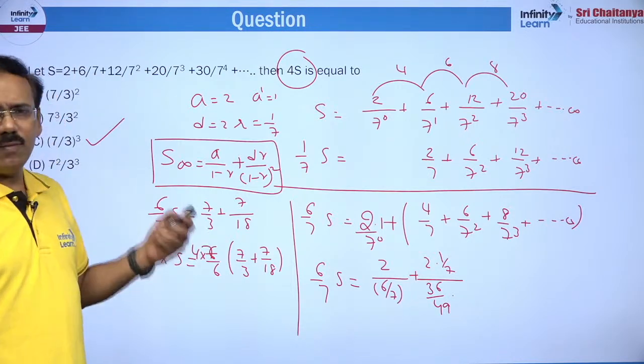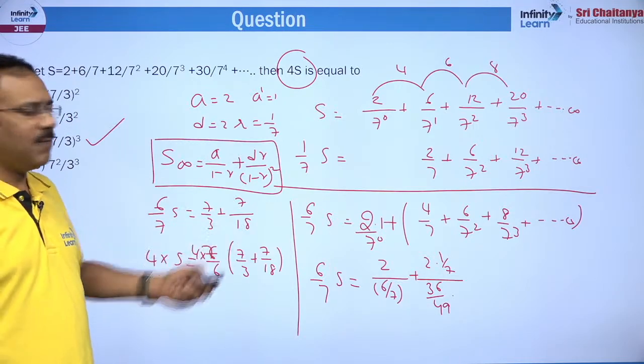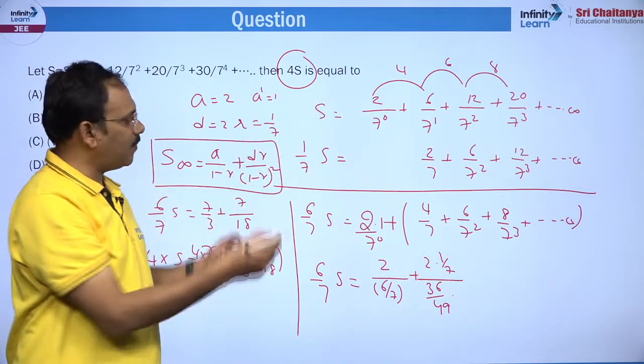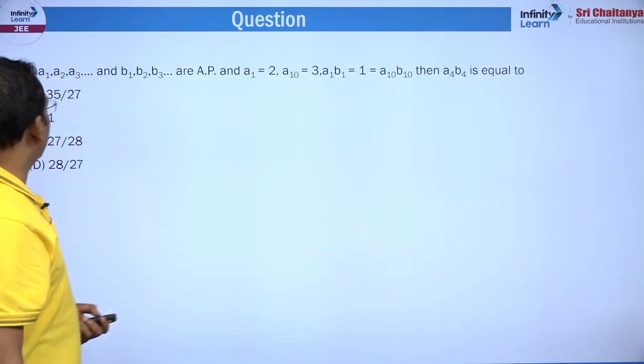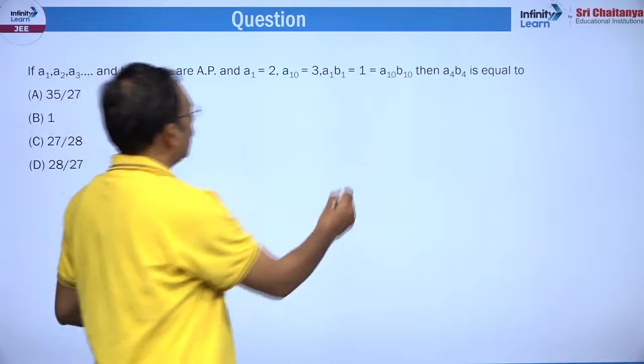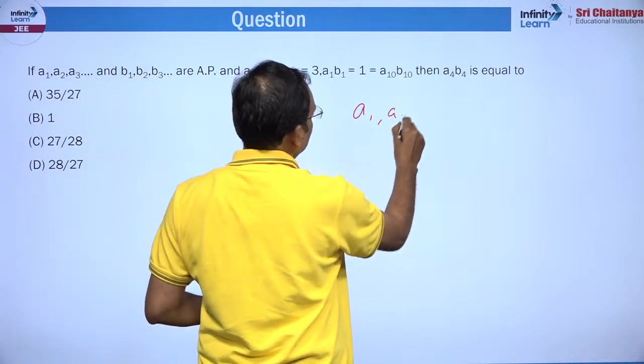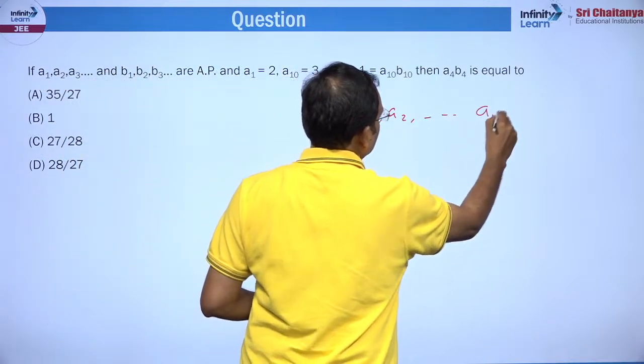So this is simply almost an AGP, but the first differences are in AP. So we know a technique to apply, we apply the technique. Next, my dear friends, here you see A1, A2, A3 and so on, A10, these are in AP.